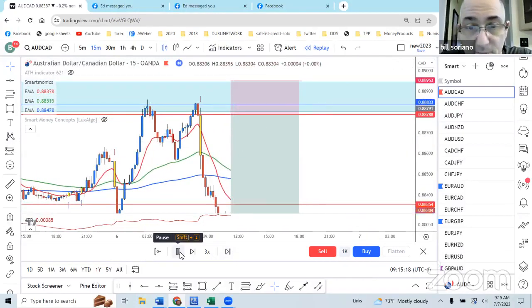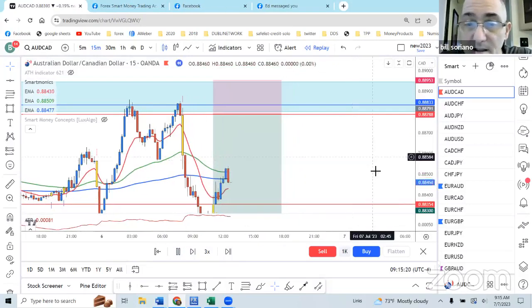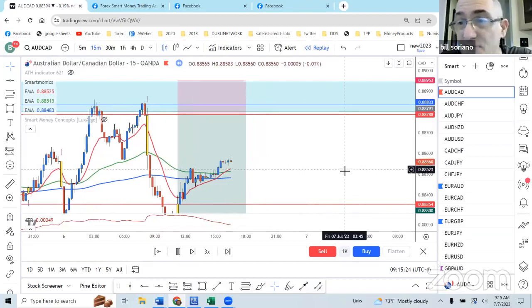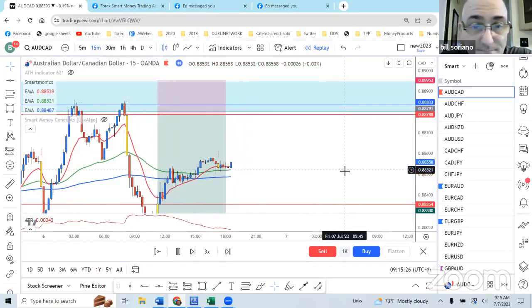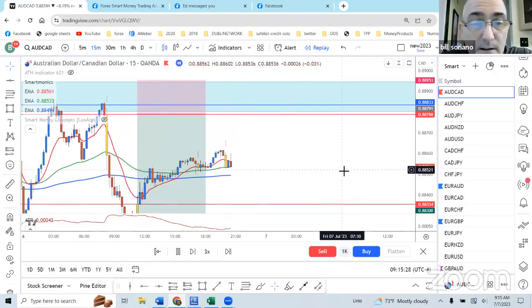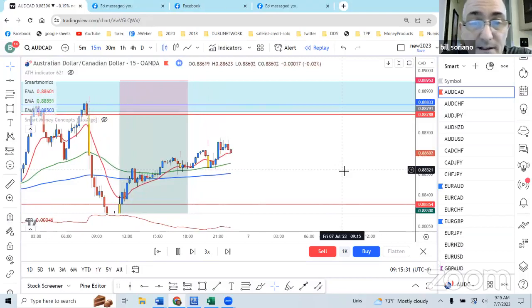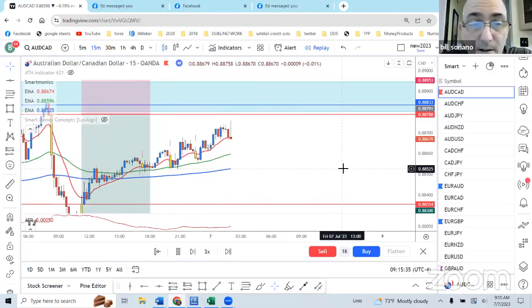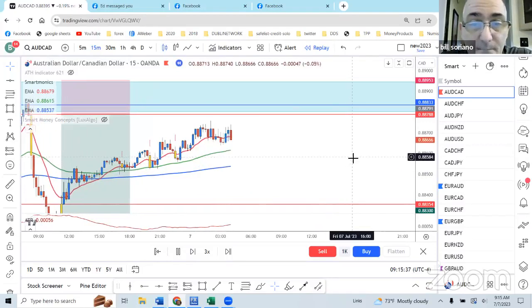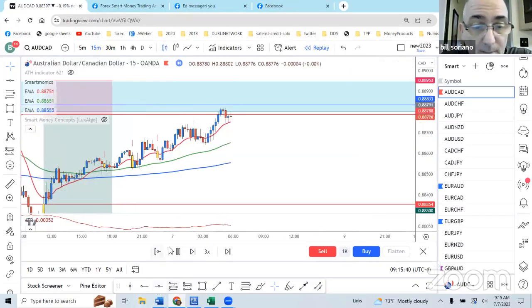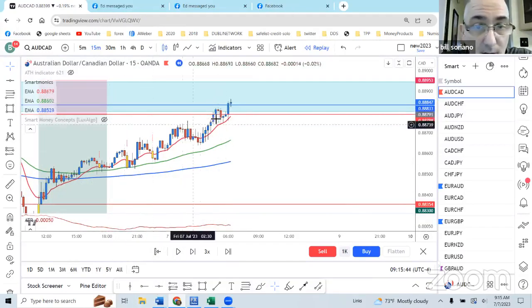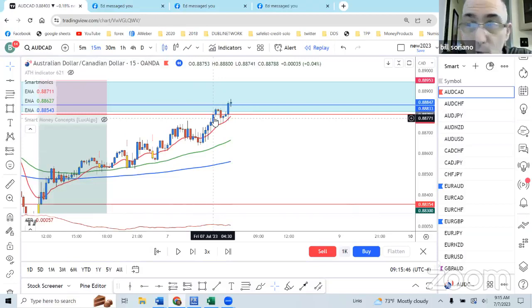Now let's play this forward. So now we need price to flag all the way back up to this area here so we can get into this trade. And as you can see, all throughout the day yesterday, it just flagged up there. There were no really impulsive moves up. And then boom, right here, 4:30 this morning, 4:30 a.m., we would get in this trade.